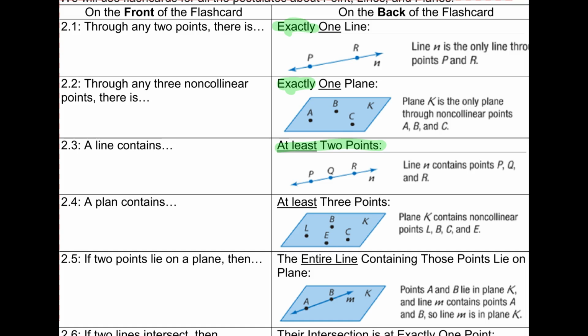A plane contains at least 3 points. You have to have at least 3 to define your plane. If you have 2, that's only a line. You have to have 3 to make it a 2-dimension plane. Also, that should not say plan. It should say plane. If 2 points lie on a plane, then the entire line containing those points lie on the plane. So it doesn't skew down or go around, nothing. That line is on the plane.